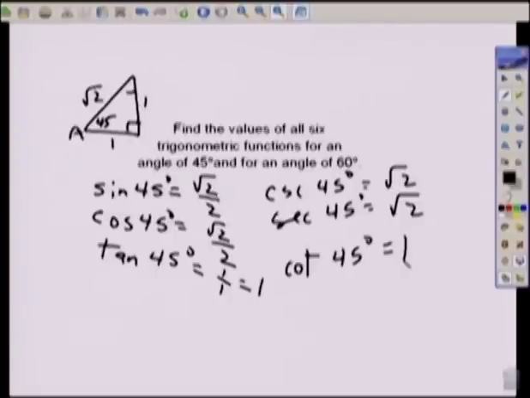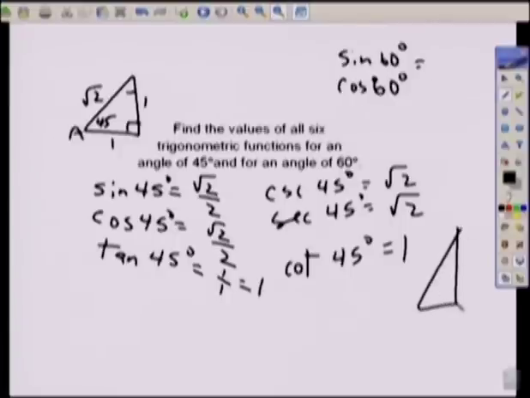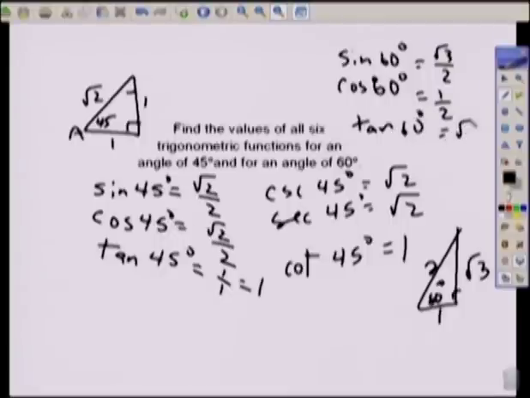For our 60-degree angle, we did sine and cosine earlier. Quick triangle here. This is my 60-degree angle, right angle, root 3 and 2. So sine is root 3 over 2, cosine is 1/2. Tangent of 60 is root 3.